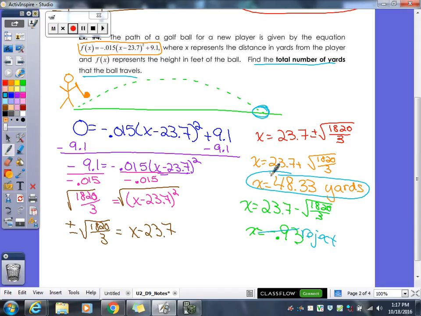Which, from what I understand, is not very good in golf. I don't really know, though. I don't golf. Good call, yes. If you're only 48.33 yards from the pin, then yay. I don't play golf. My dad would be so mad at me right now. The man loves golf.